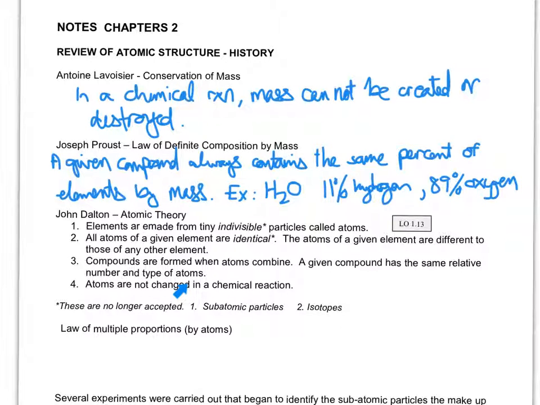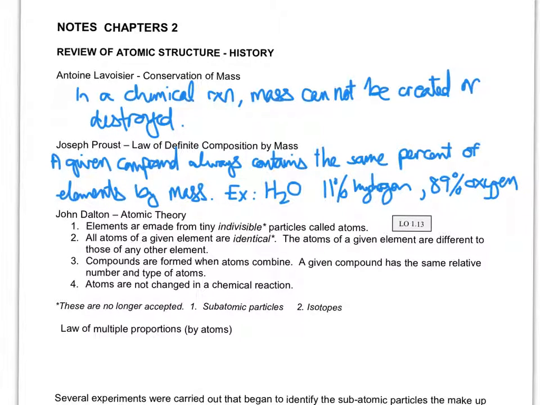There are 2 words there that have an asterisk next to them. That means that these are no longer accepted. So, for example, he said that everything is made up of atoms and those are indivisible. That's not true anymore. We do have subatomic particles that the atoms can break down into. And then also that atoms of a given element are identical. That's not true because we also have isotopes.